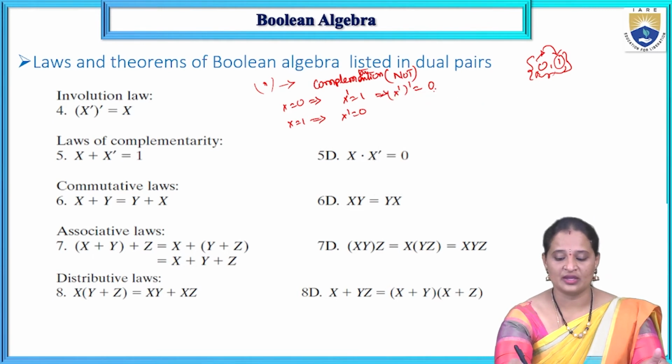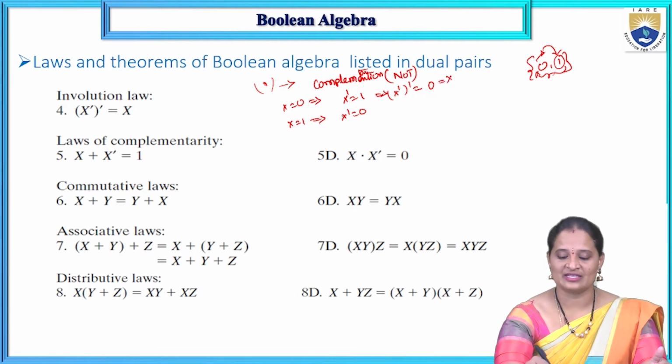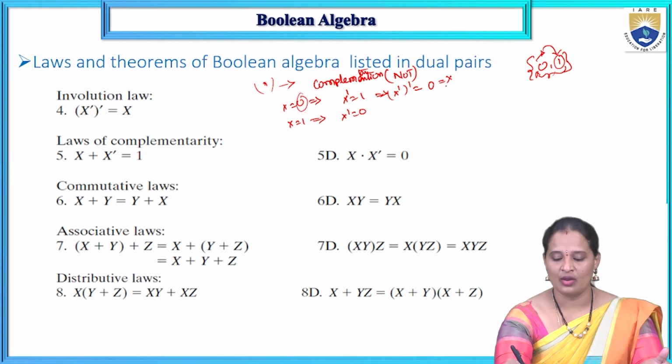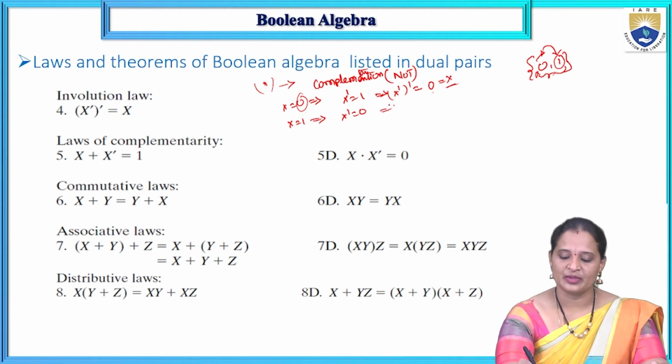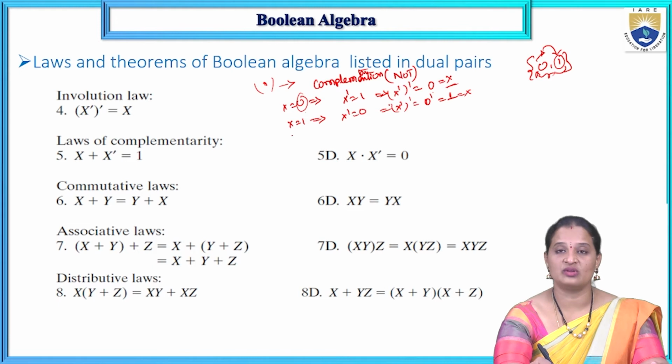So this is nothing but x again, because we have taken x as 0, and x complement whole complement is also equal to 0, and hence I can write it as x. Similarly, this one is also the same. x complement whole complement, that is 0 complement, is equal to 1, which is again equal to x.